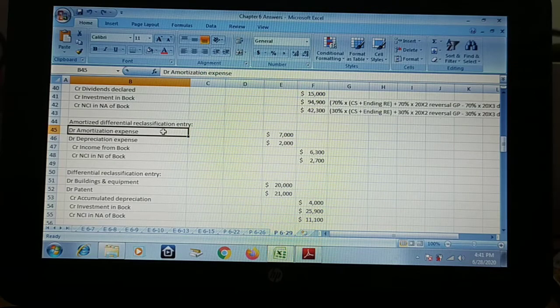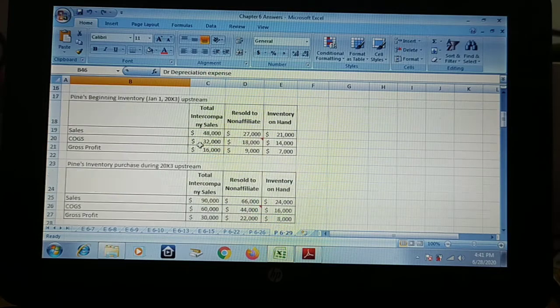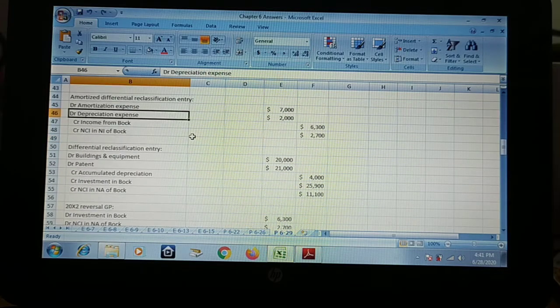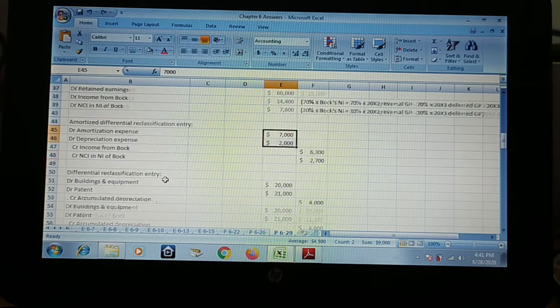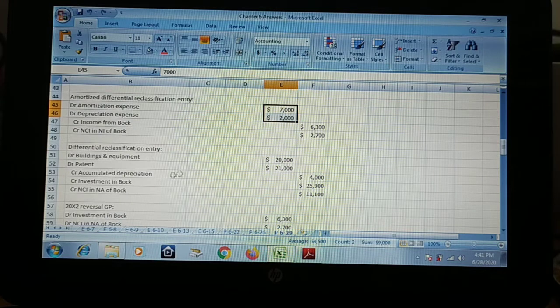Amortization expense is for the patent, and then depreciation expense is for the buildings and equipment. Okay, so credit income from Block, credit NCI and NI. This is 70% of 9,000 and then 30% of 9,000. And then the differential reclassification entry. So the buildings and equipment will be the same. Sorry, for the buildings it will be 20,000.